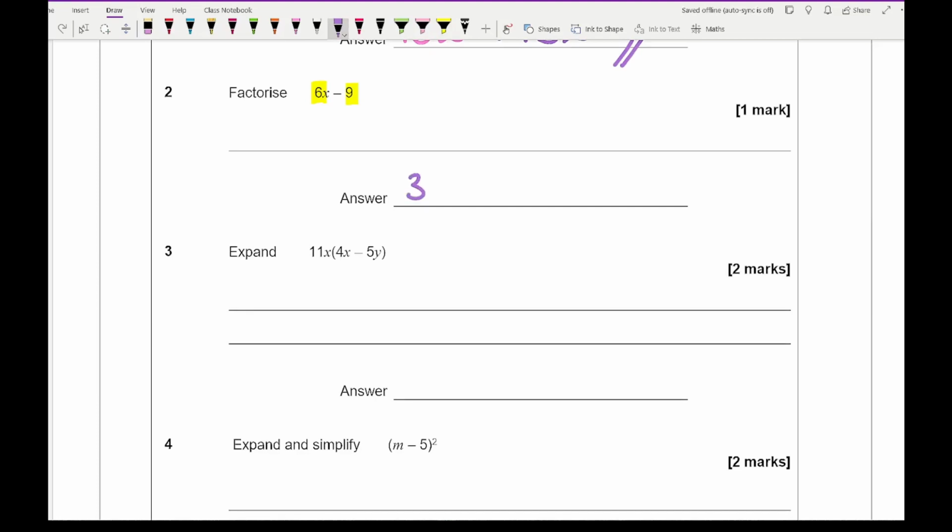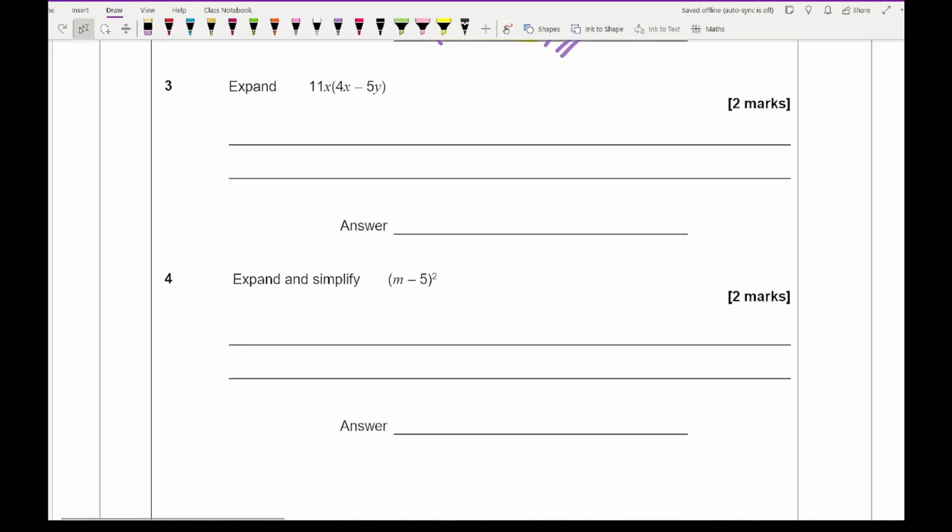So then what times 3 gives you 6x? Well, I need 2x. And what times 3 gives you 9? And that's going to be another 3. And there we go. Now to make sure you factorise fully, a good tip is just look at the bracket and see if the terms inside the bracket have got anything in common, or that there is a common factor in the numbers.